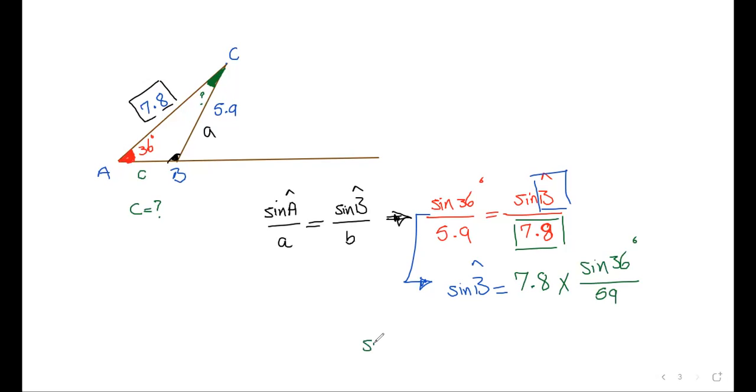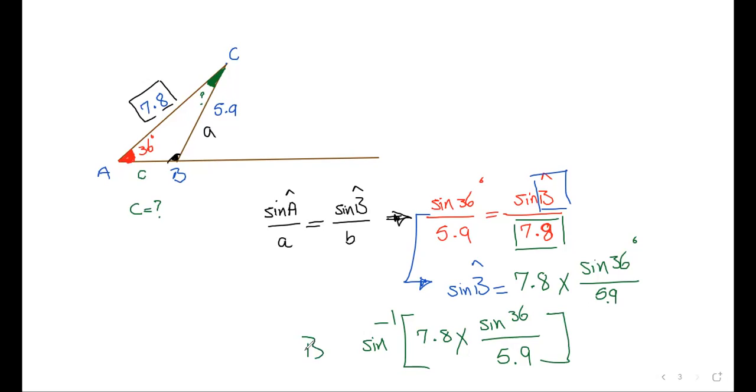Or you can say that sine inverse of B, you get it like that. You get everything here. 7.8 multiplies to sine 36 over 5. No, it's not the same. Now that's the trick. And that's the trick that we spent today one hour to get to this point. And that's the fruit of today.